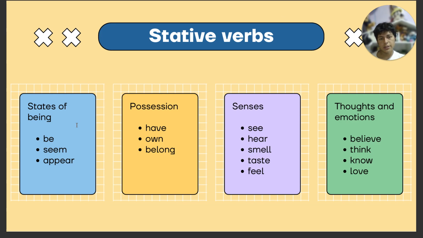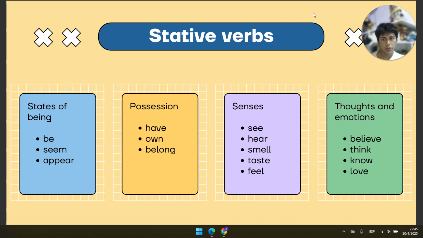States of being. These describe a person or thing's existence or condition. For example, be, seem, or appear. Possession. These describe ownership or belonging. For example, have, own, or belong. Senses. These relate to our ability to perceive the world around us. For example, see, hear, smell, taste, or feel.